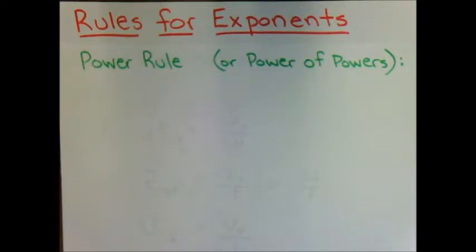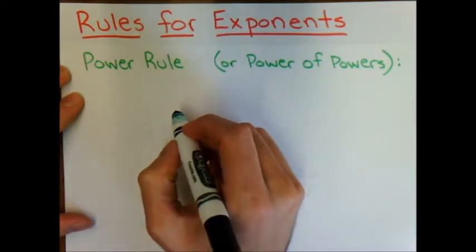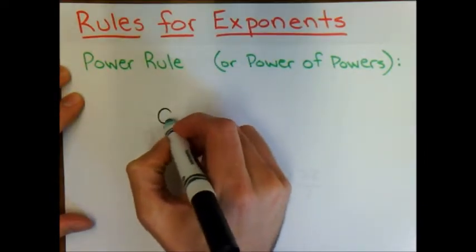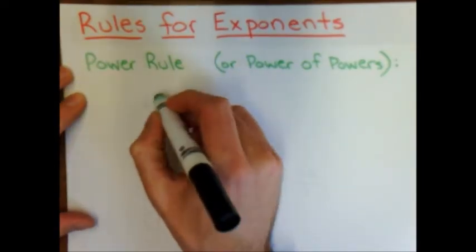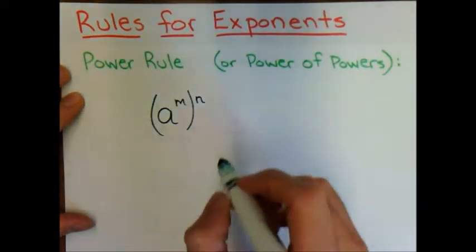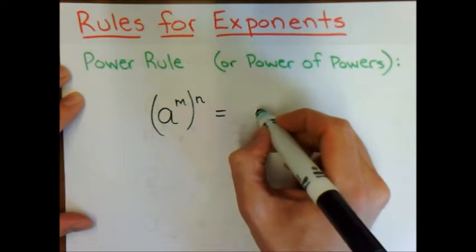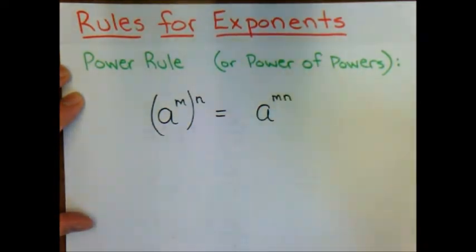Okay, our last one is the power rule, or what we call powers of powers. And just write our basic example here. We have some base a raised to the power of m, and then we're going to raise that whole thing to the power of n. And the result here is a, and we multiply our exponents. This says that to raise a power to a power, you need to multiply the exponents.